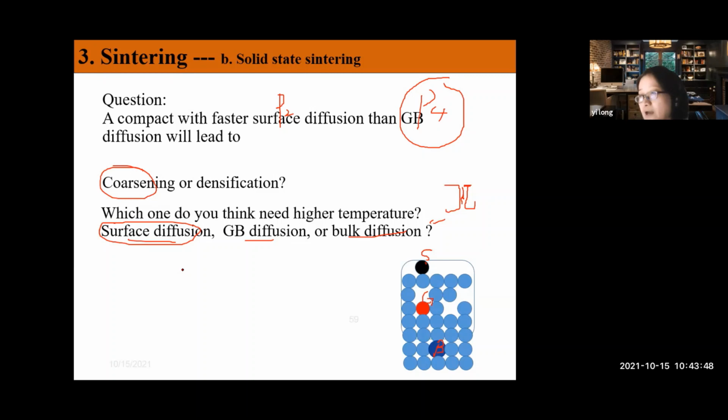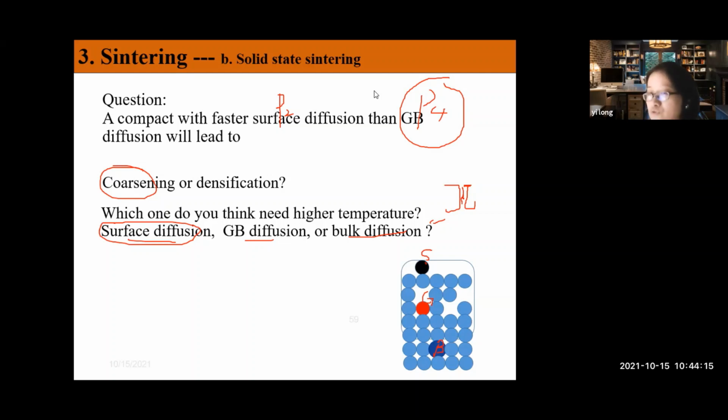So that is why, explain why we need higher temperature to get higher densification. Remember, what is the ultimate goal? Can you write down the ultimate goal now? What is the ultimate goal for sintering? The ultimate goal is trying to get the theoretical density at the lowest temperature.